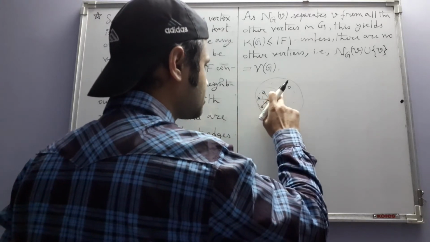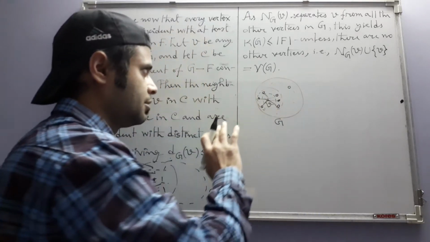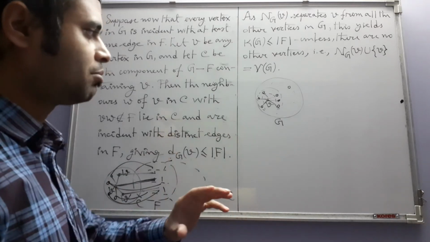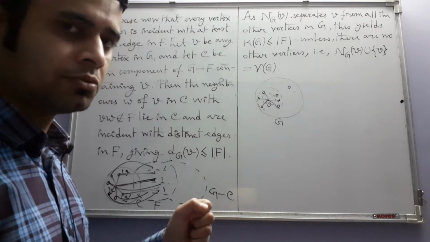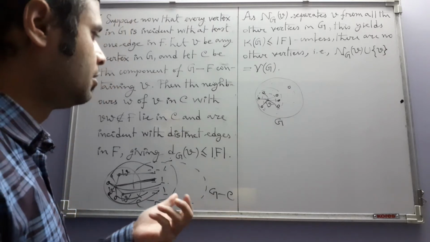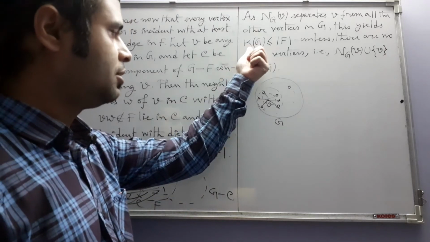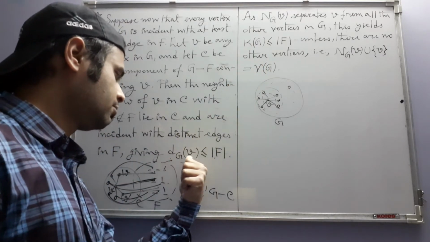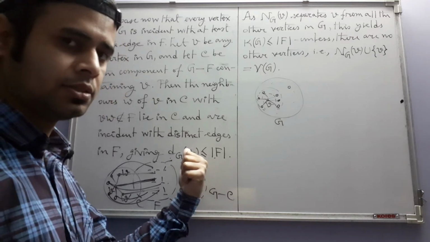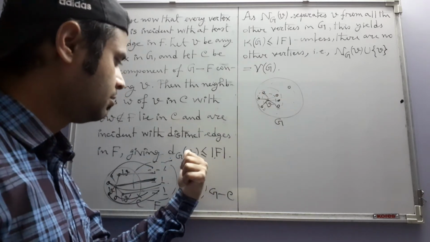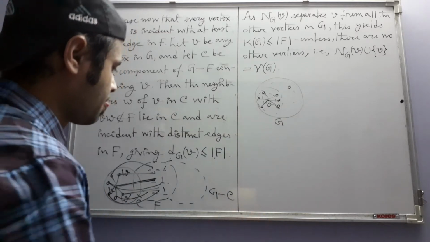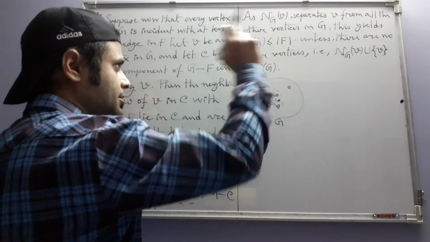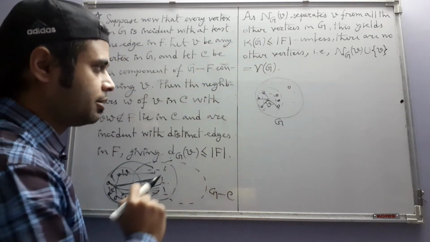And because removing this many vertices disconnects G in that case, the minimum number of vertices that need to be removed in order to disconnect G, or in other words the connectivity of G, is less than or equal to this number, which is the number of neighbors of V. And that in turn implies that this is less than or equal to the cardinality of F.